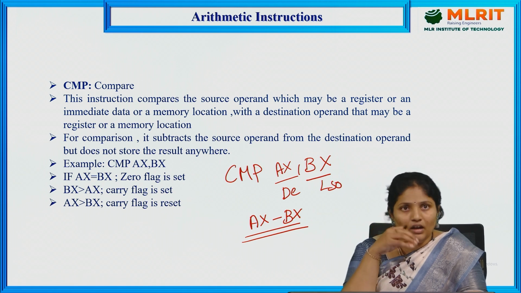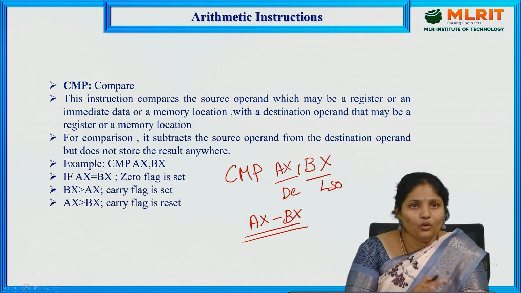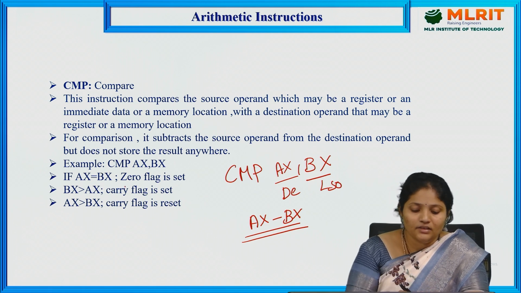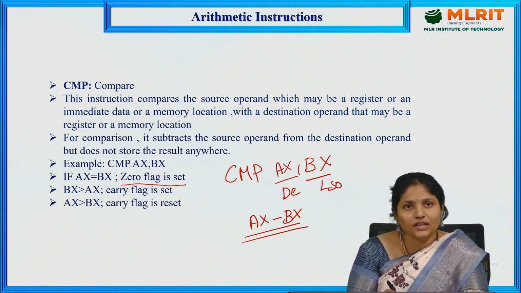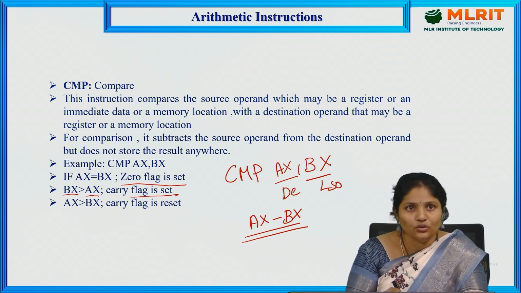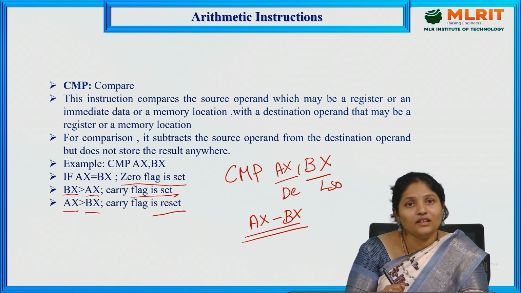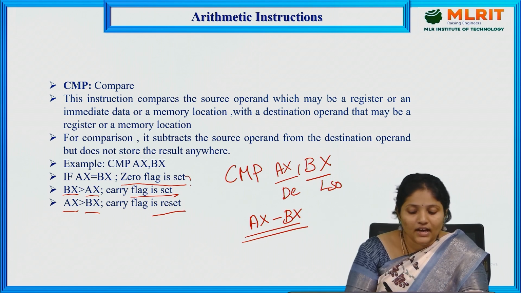If after performing the comparison operation the data in both operands are the same, then the zero flag is set. So after checking the zero flag, we can find that the two operands are equal. If the source operand is greater than the destination operand, then the carry flag is set to 1. If the destination operand is greater than the source operand, then the carry flag is reset. So we can find these three conditions.